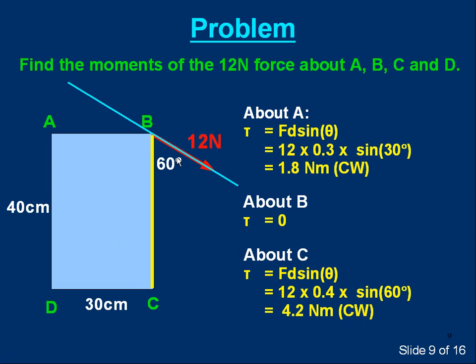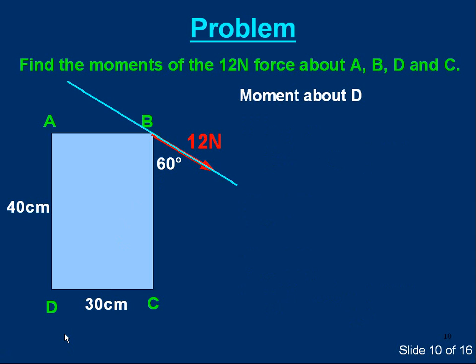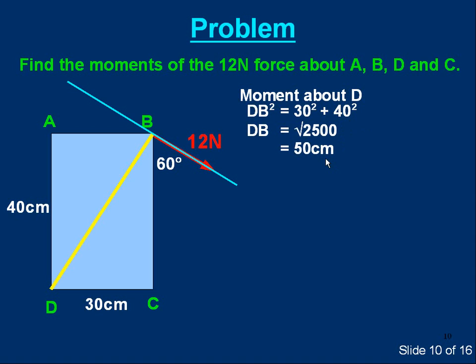Now the last one, the moment about point D, is harder. Let's start by drawing the line joining the point about which we're taking moments to a point on the line of action. So we're going to join DB. And we need the length of DB. How do we find the length? Well, we can use Pythagoras. We have a right-angled triangle here. So we can say the hypotenuse squared, which is DB squared, is 30 squared plus 40 squared. That will give us DB is root 2500, DB is 50 centimeters.